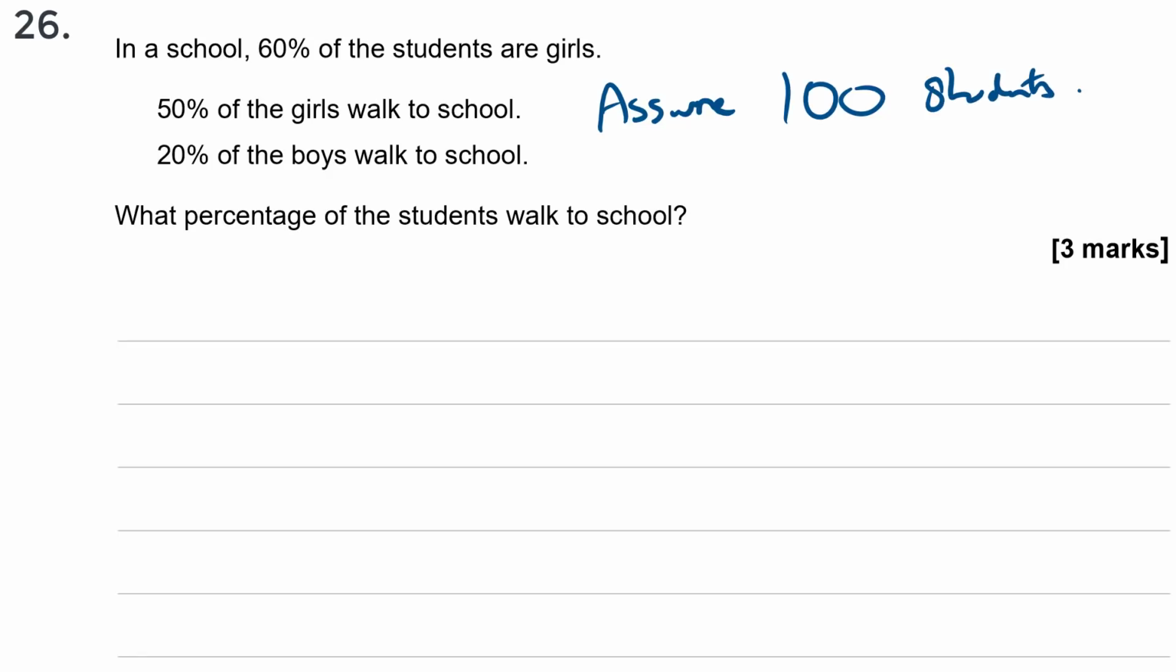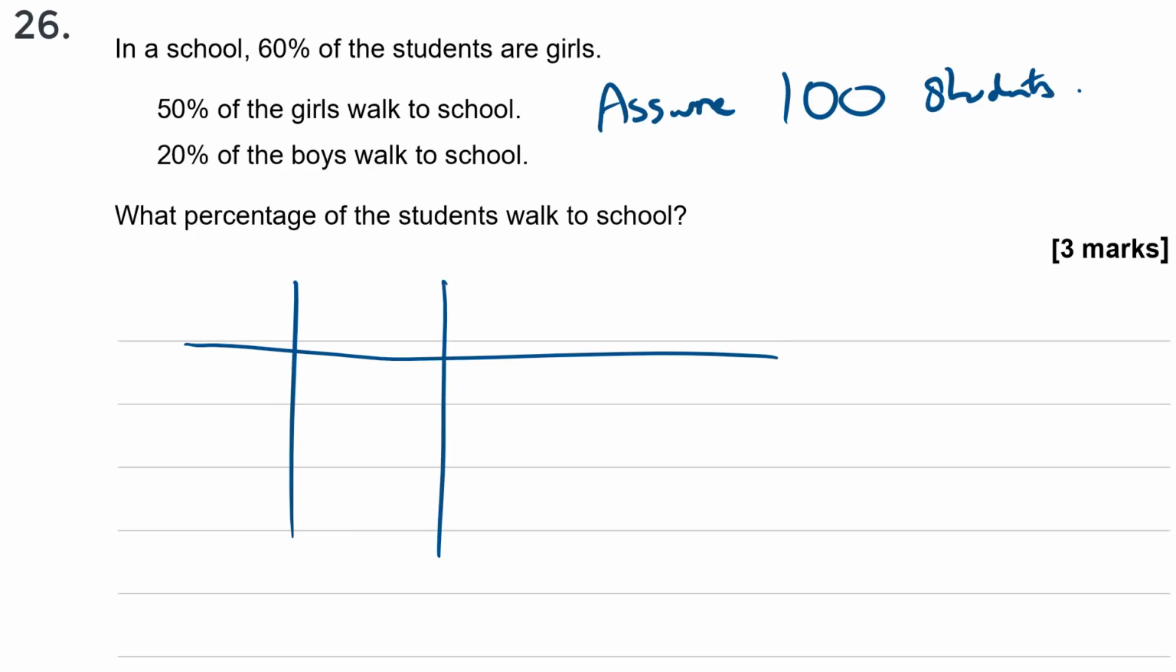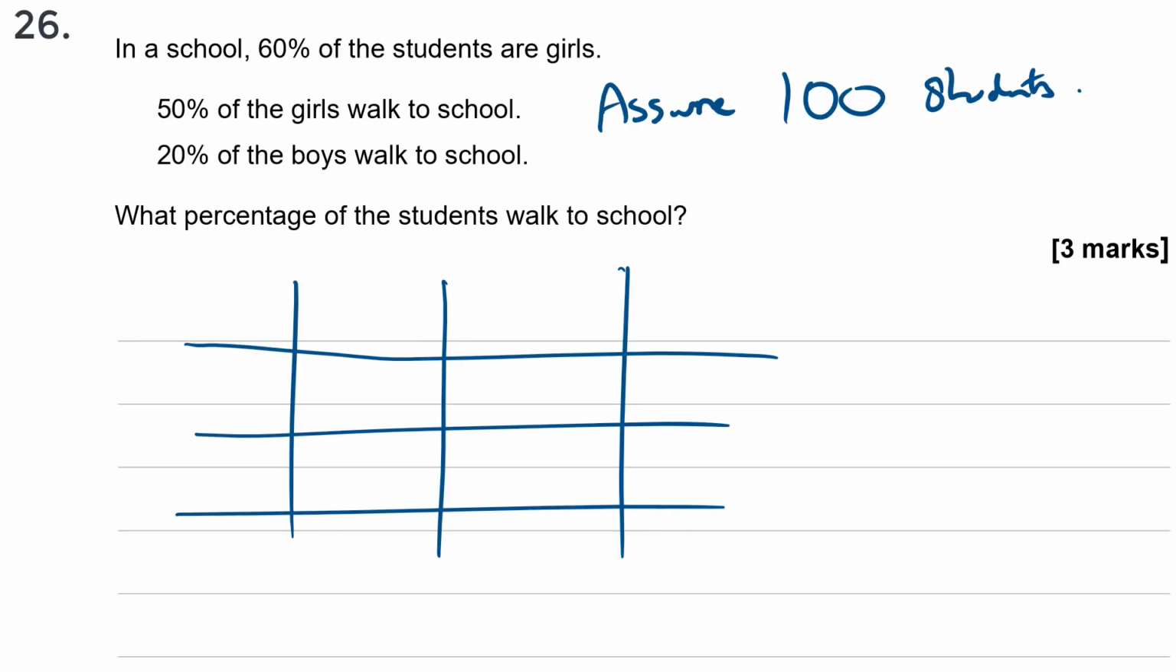Okay. Now I'm going to try and collect all this information in a two-way table because we've got two quantities. We've got boys, girls, walk to school, doesn't walk to school. So I'm going to make a two-way table, a bit like this. So this is going to be my boys, girls, walk to school, doesn't walk to school. Now I know that altogether we've assumed there are 100 students. I'm going to write that down there in the bottom right corner.